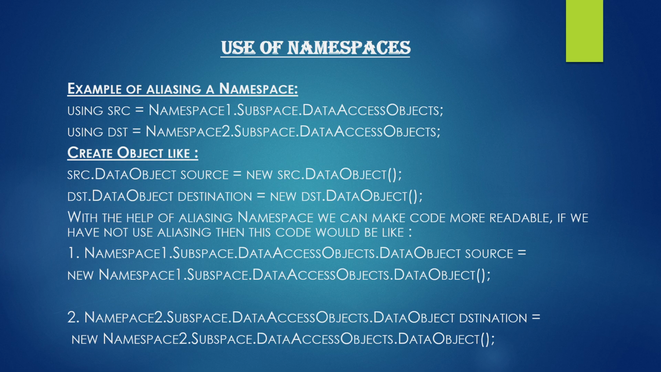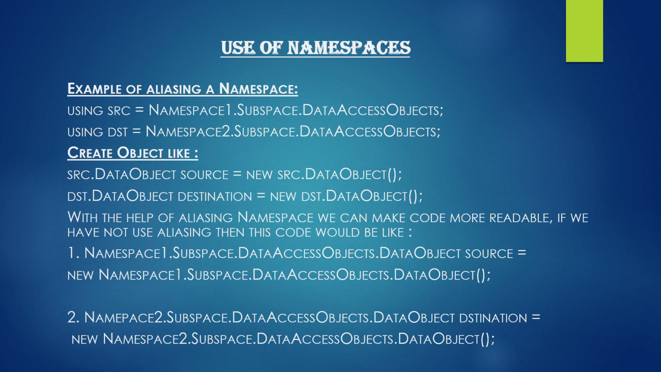src.data source is equal to new src.data object. Okay, same thing is here for destination, dst.data destination is equal to new dst.data object. So with the help of aliasing namespace, we can make code more readable.